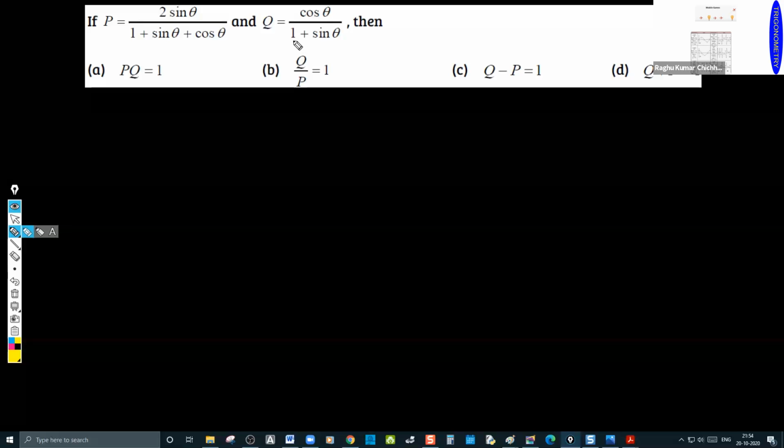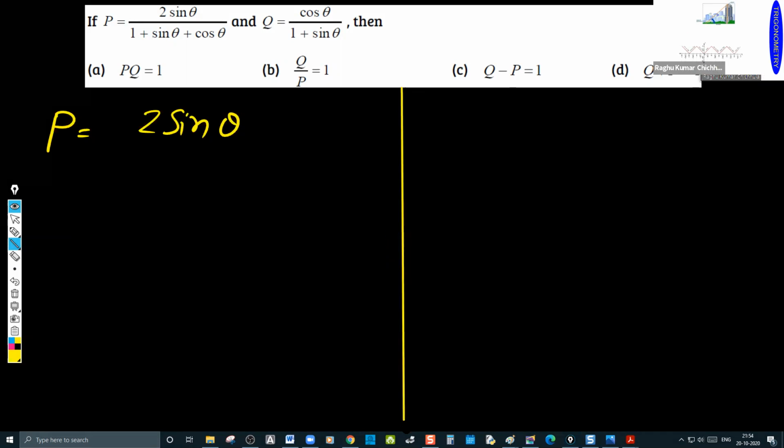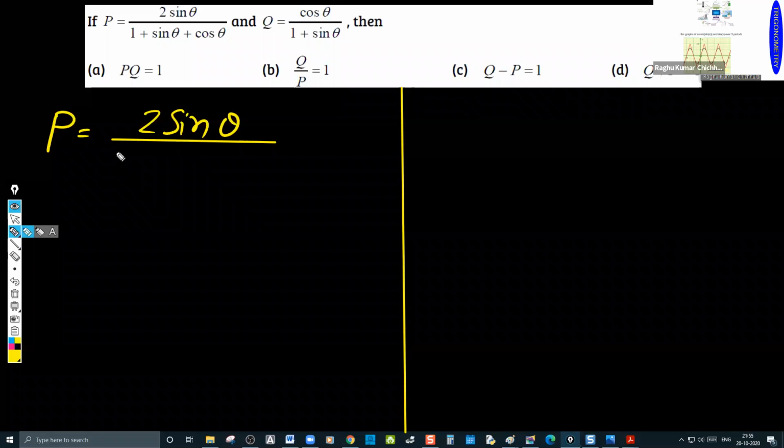What I'm trying to do here, I want to make the denominator 1 plus sine theta through a kind of rationalization. Why I'm saying kind of rationalization? The word rationalization is to be used only to eliminate the roots. So generally, you're habituated to use that word. It's a kind of rationalization, that's the reason why. I want to see the relation between P and Q. So it is 2 sine theta divided by 1 plus sine theta plus cos theta.